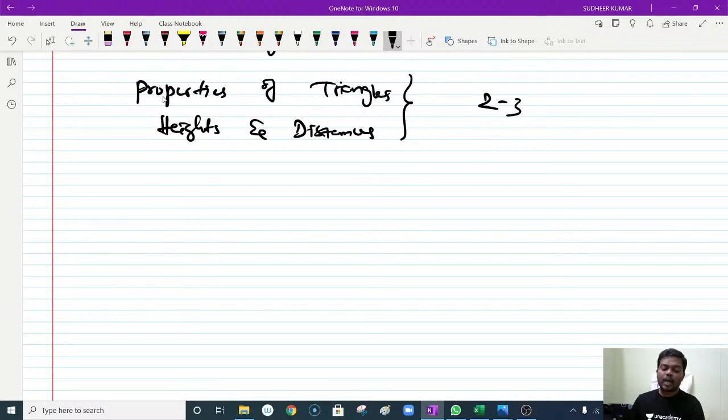Actually, I forgot to say about vectors. Yes, and the last one is vectors. Vectors, 5 to 6 marks will be given. This is the weightage of each topic.